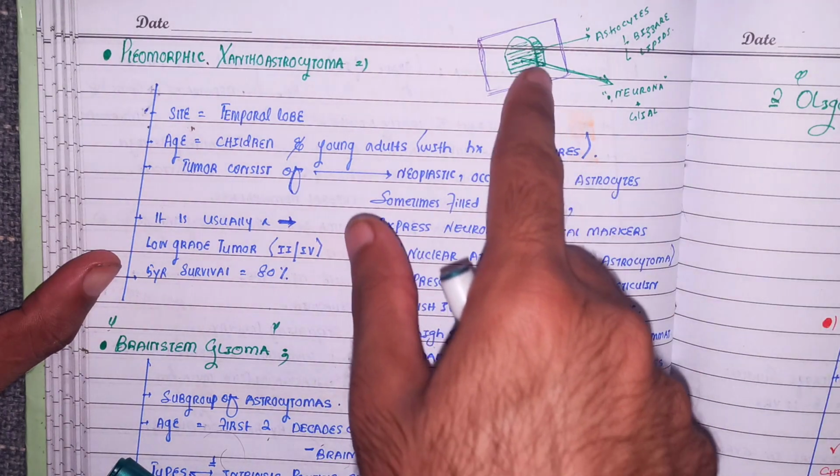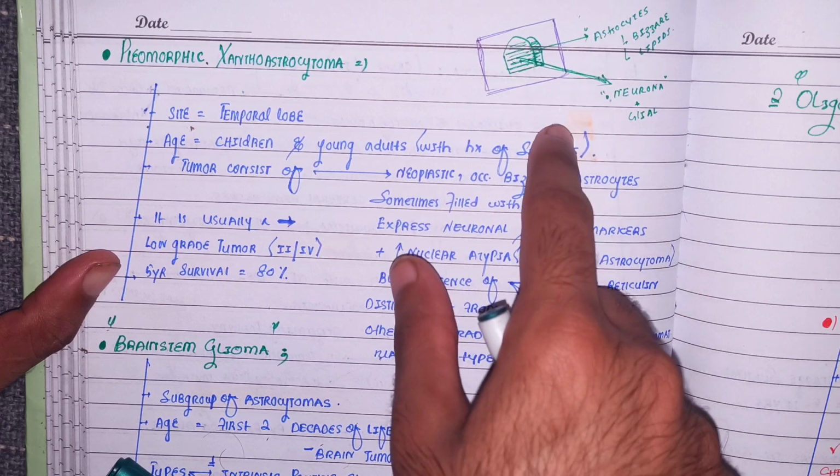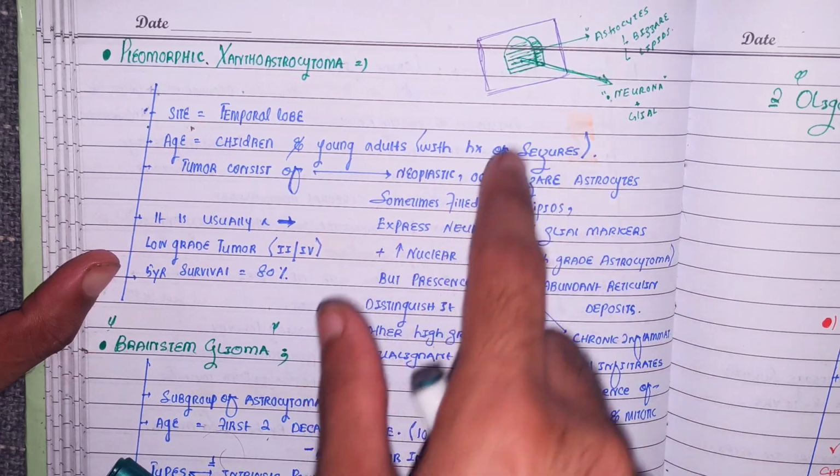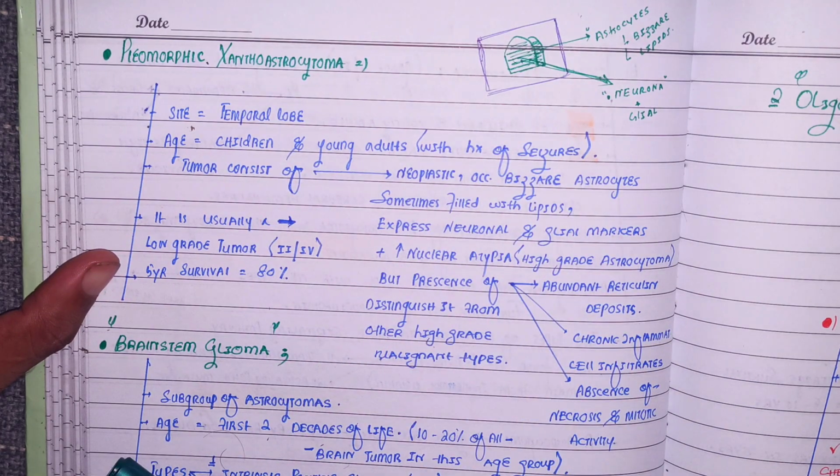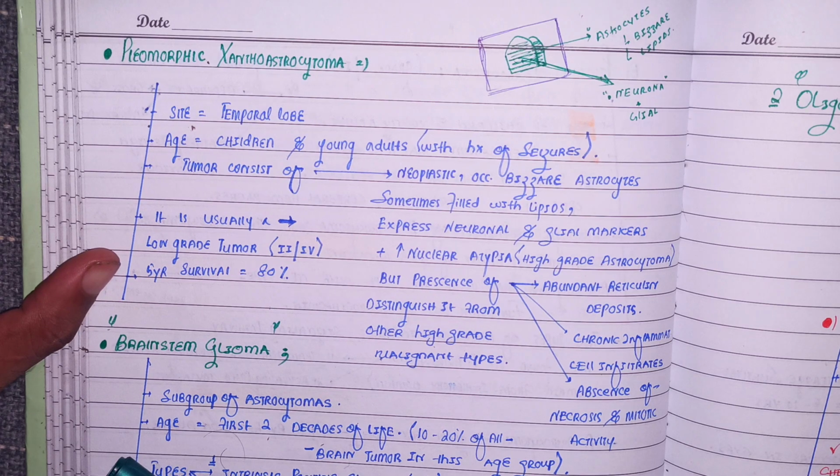And if I take one tumor cell out, and if you look into the tumor cell, you will see the nucleus, and the nucleus is very much atypical. Then you said, okay, the tumor cells have a nucleus which is very much atypical, so this is a quality of the high grade astrocytoma.